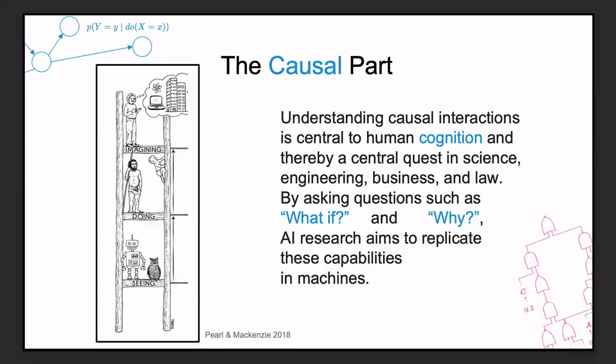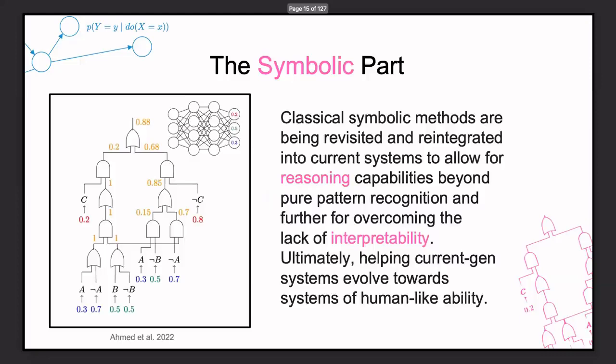Yeah. Then the symbolic part to me really is, so I've taken this work from Ahmed et al. from the StarAI Lab at UCLA. And to me, it's really about these reasoning capabilities, right? For example, here on the left-hand side, we have this logic circuit. And we are using it to improve on the neural part in this case.